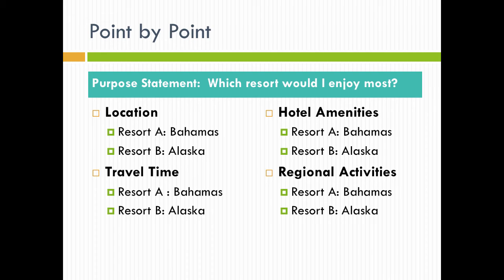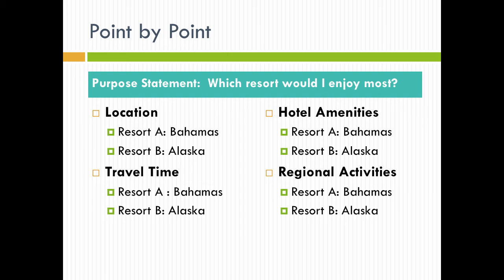So in a point-by-point discussion, you would look at the location, and you would talk about the Bahamas, and then you would talk about Alaska. In travel time, you look at Bahamas and then talk about Alaska. Those two might be rather short. I mean, how many ways can you say where Alaska is or where the Bahamas is? But when you get down to the next category, hotel amenities, comparing the Bahamas to Alaska is going to get a little bit more in depth.